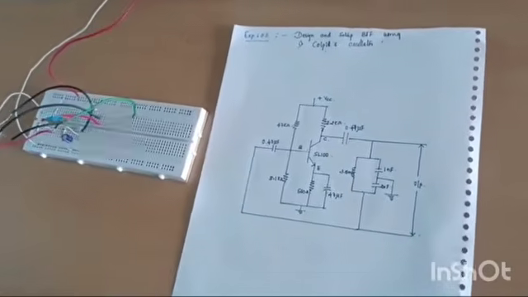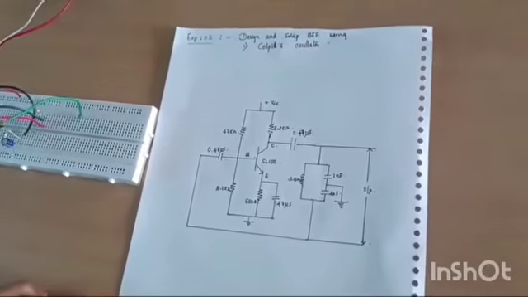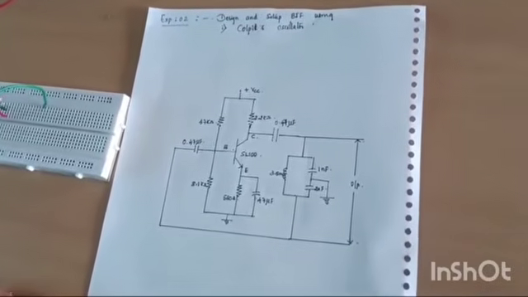Today we are doing experiment 2 of ADST lab. The experiment is we are designing an oscillator circuit using BJT and LC tank circuit.